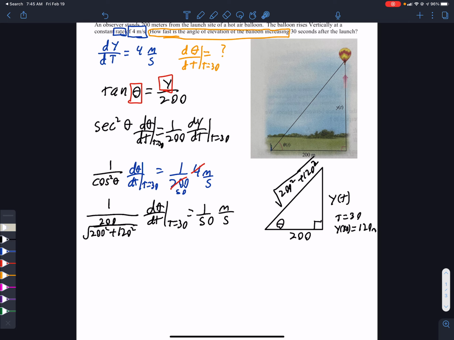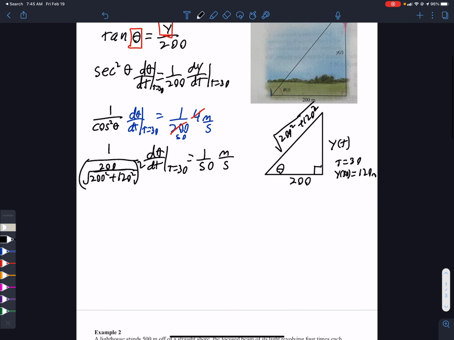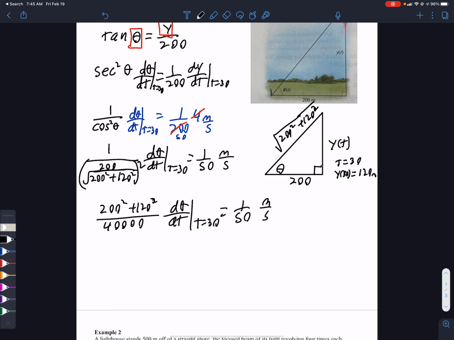Now this, I multiply by the reciprocal, and that whole thing is squared, by the way. I am messing up. It's cosine squared. So I'm going to square that and flip it. I'm going to end up with 200 squared plus 120 squared over 40,000. And that's 1 over 50 meters per second. I've been negligent on my units, but we're okay. Now to get rid of this, I multiply both sides by its reciprocal. And I get my final answer.